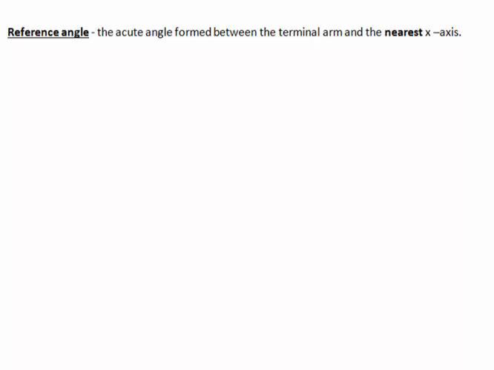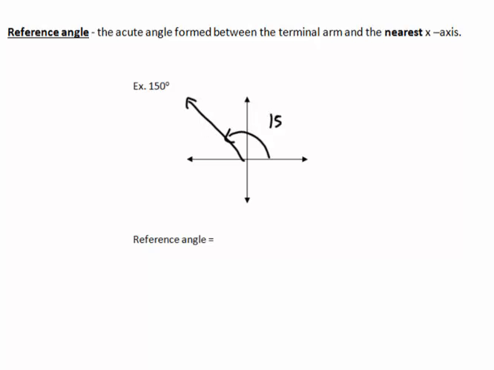One other piece we need to know is what's called the reference angle. The acute angle formed between the terminal arm and the nearest x-axis is called the reference angle. Well, what does that mean? Let's look at this example. Imagine we have an angle in standard position of 150 degrees. There's my sketch, terminal arm, 150 degrees. Now the acute angle formed between the terminal arm and the nearest x-axis would be this angle right here. Acute because it's less than 90 and it's between the terminal arm and the nearest x-axis. And this is what's called the reference angle. We're going to refer to that angle.